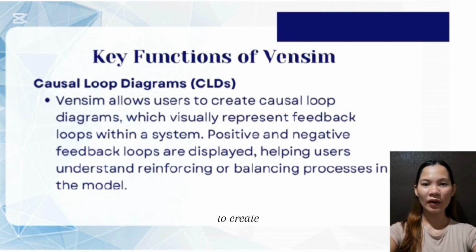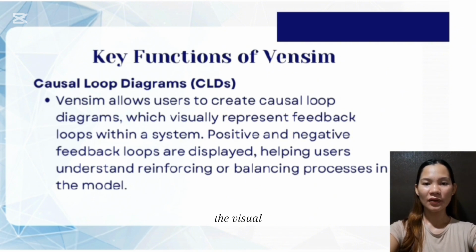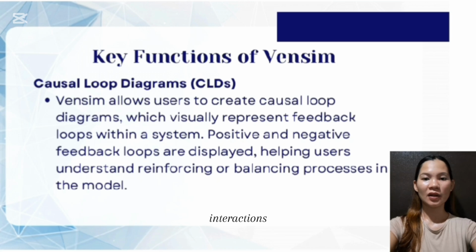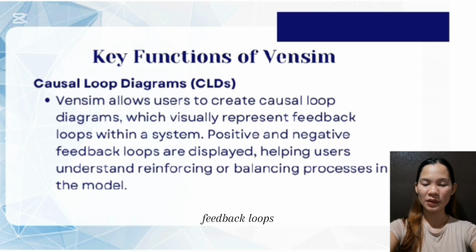Vensim allows users to create causal loop diagrams which visually represent feedback loops within a system. Positive and negative feedback loops are displayed, helping users to understand reinforcing or balancing processes in the model. These are the visual storytellers of system interactions. Vensim creates diagrams that show how different parts of a system influence each other, using positive and negative feedback loops. It's like drawing a map that shows how actions can create chain reactions within a system, helping users understand complex relationships at a glance.